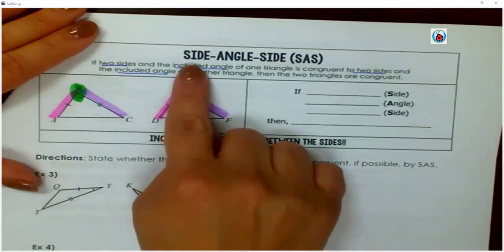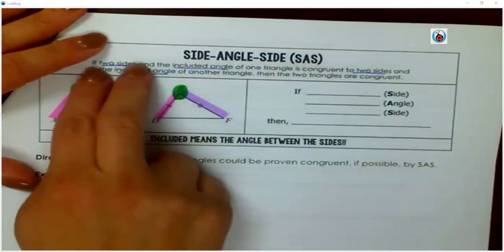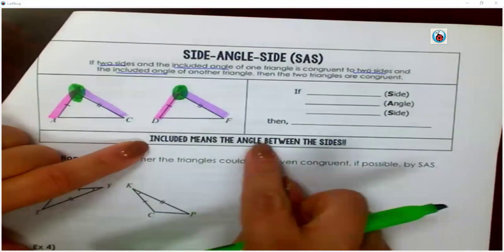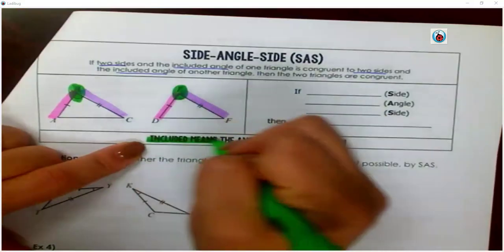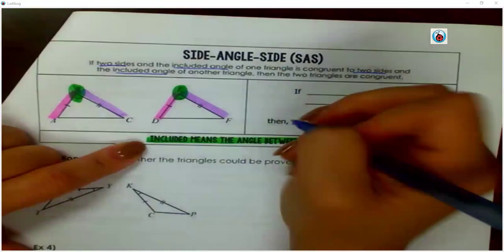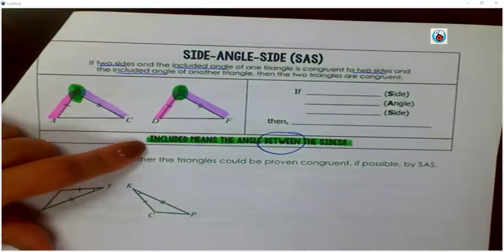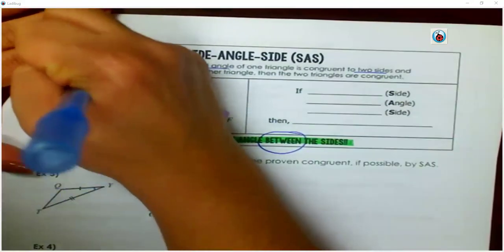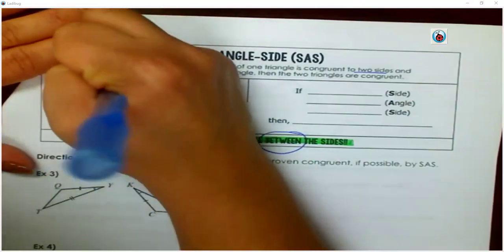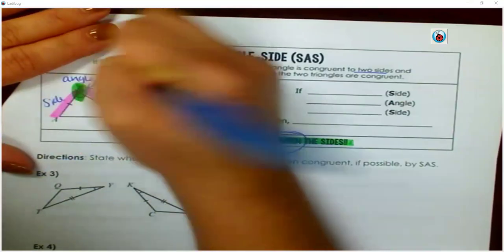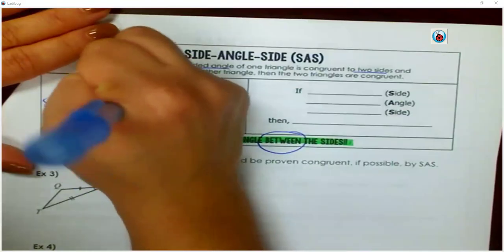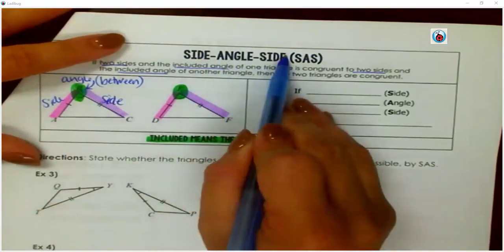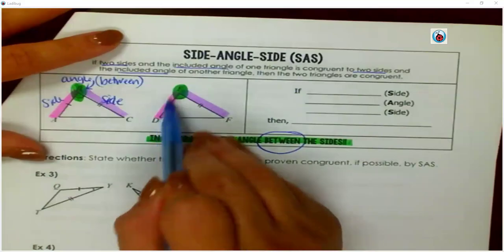And so what this side angle side is saying is that if 2 sides and the included angle, and what the included angle means is the angle between the sides. That's the key thing here, the angle between the sides, okay, is what we consider an included angle. So this is a side, this is an angle, and notice it is between, and then this is a side as well. So you have side, angle, side, which is what you would call this method. And that applies here too, side, angle, side.